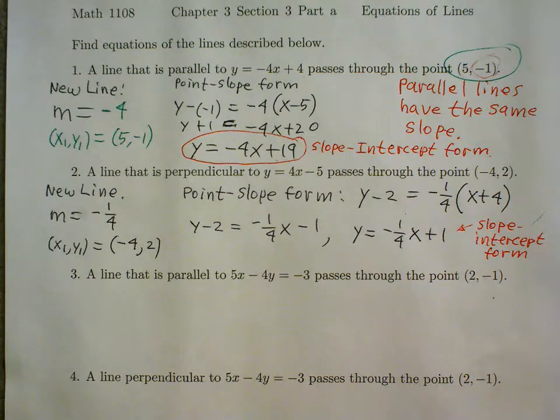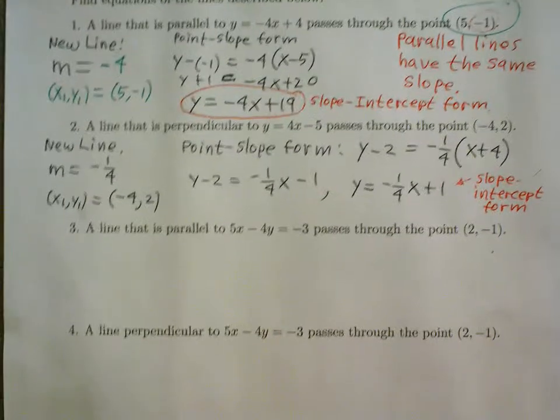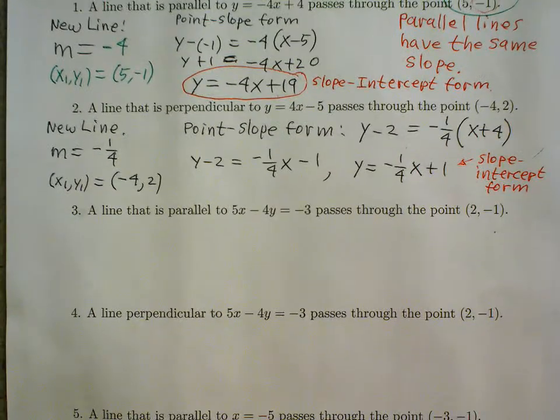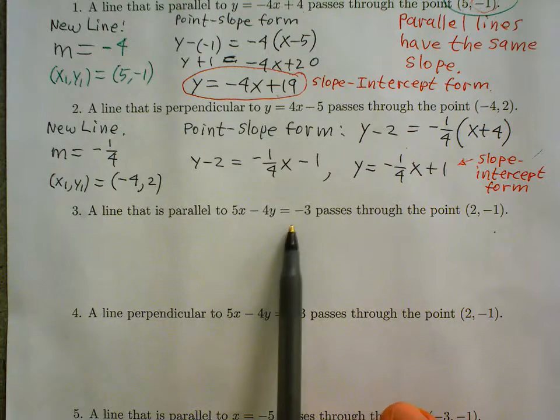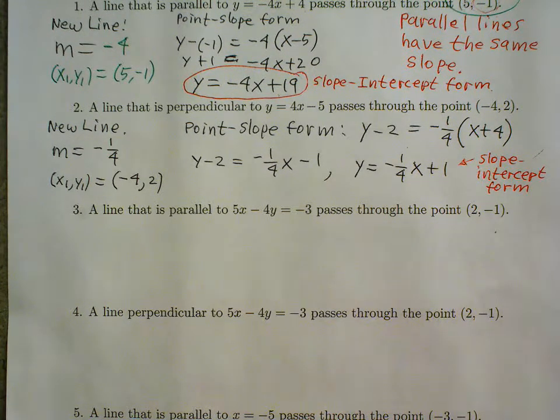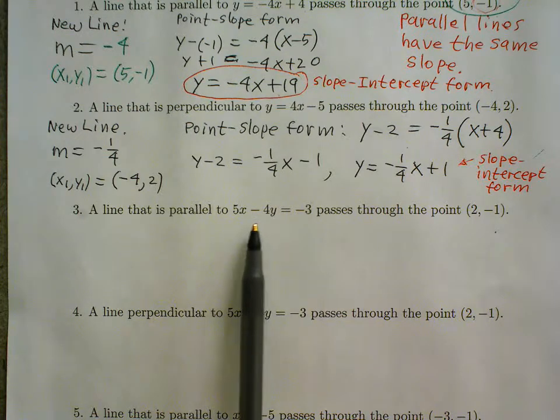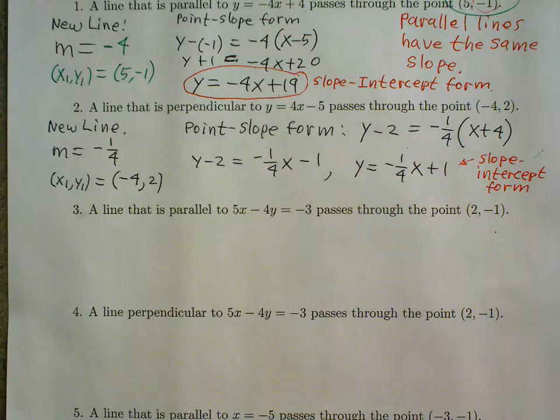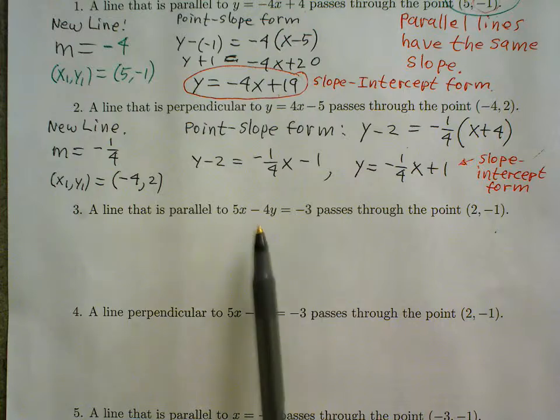Okay, the next problem is a little more challenging. A line that is parallel to 5x minus 4y equals -3 passes through the point (2, -1). The disadvantage this time is that the given line is not in slope-intercept form, it's in standard form. So we need to be able to find the slope of this line, but we know how to do that. There's more than one way to do it. There's one way that's not too hard.